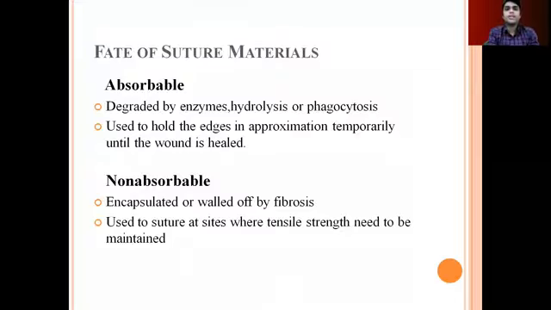Coming to the fate of the suture materials, in absorbable, these are degraded by the enzymes. There is hydrolysis or phagocytosis. These absorbable ones are used to hold the edges in approximation temporarily until the wound is healed. In non-absorbable, we have encapsulation or walling off by the fibrosis. It is used to suture at sites where tensile strength needs to be maintained.